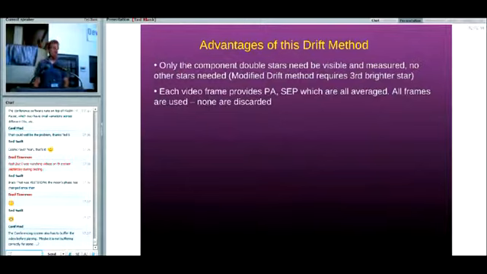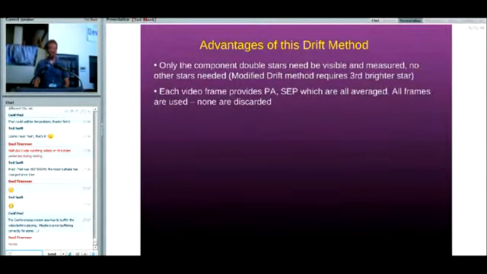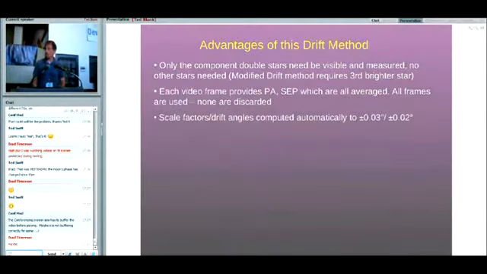Each video frame in the drift provides a separate position, angle, and separation, which are all averaged. Every video frame is used. No video frames are discarded. Other video techniques discard a lot of frames and only pick the best frames, which is fine, to integrate them together to see the stars. But this particular technique, we use all the data that we get. We don't throw anything away. Next slide, please.